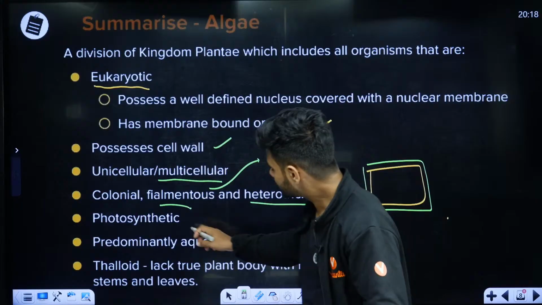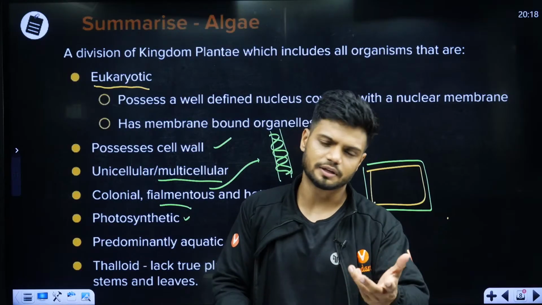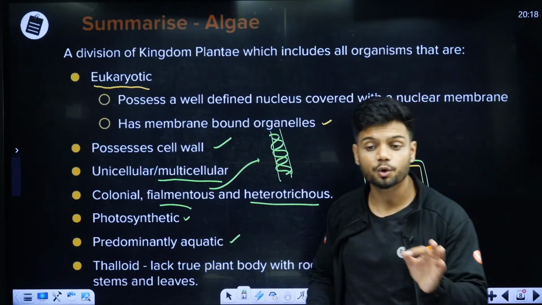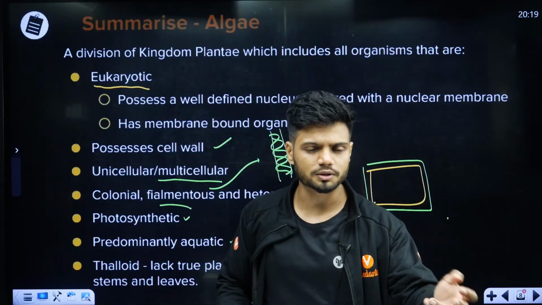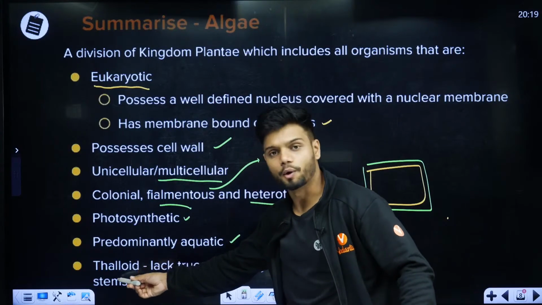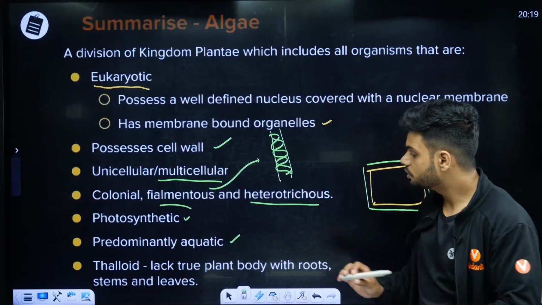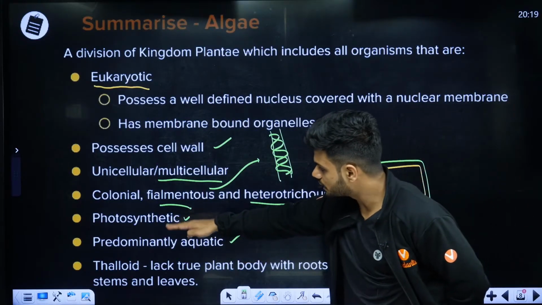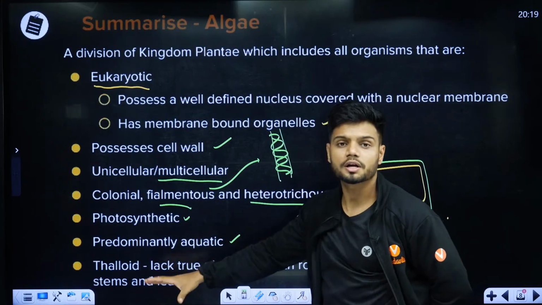Now students, they are also photosynthetic in nature. Why? Because they have chlorophyll. Predominantly aquatic in nature, meaning they are found in fresh water or marine water. They live in water, students. The plant body is thalloid. Students, what is the meaning of thalloid? It lacks a true plant body, with no root, no leaf, no stem. That is called a thalloid plant body. So thalloid, photosynthetic, aquatic in nature, uni or multicellular, cell wall, eukaryotic. All of these are called what?